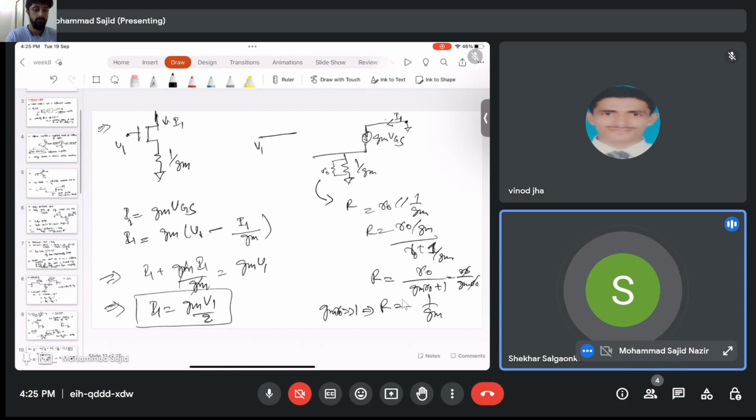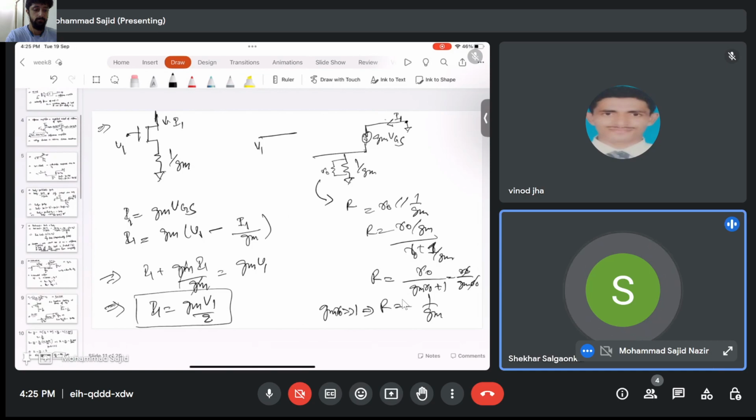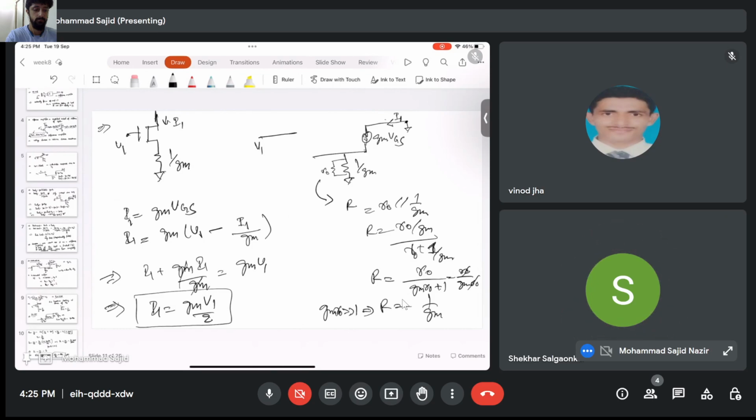gm and ro are parallel to each other, correct, sir? Yeah, I got your point. And then 1 upon gm is in series with both of them, if I'm rightly getting. Otherwise, correct me, sir. You are correct. 1 by gm is in series, that is a source degeneration, to a parallel combination of gm and ro, correct?